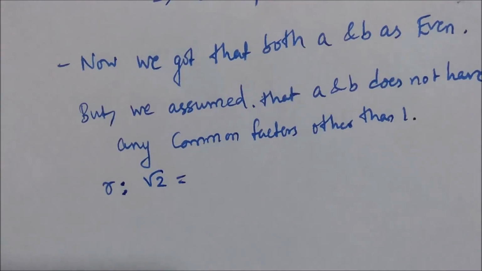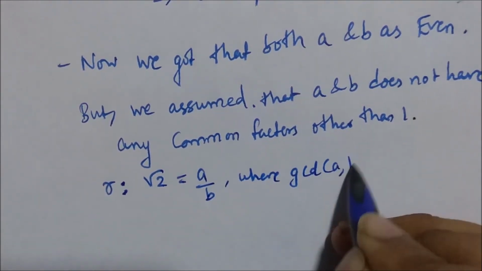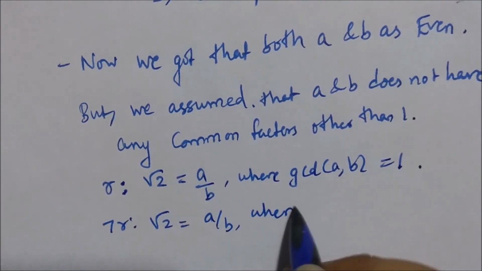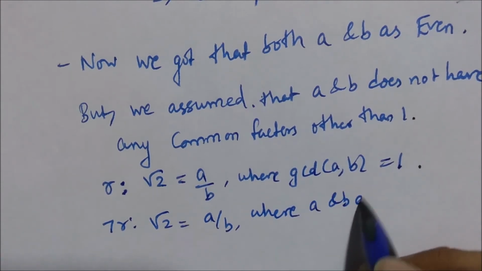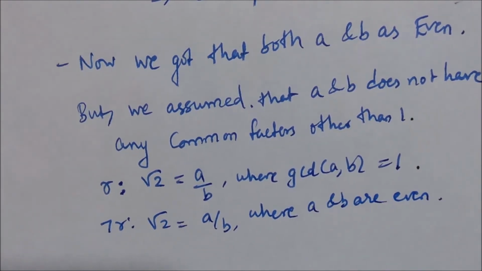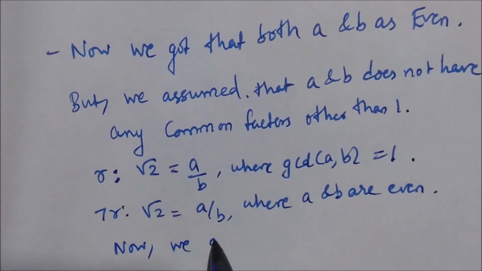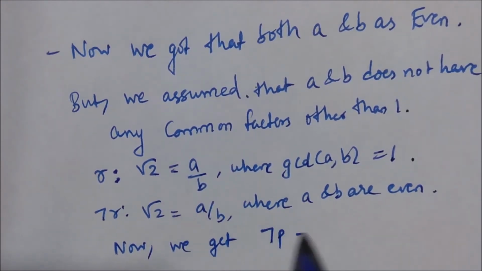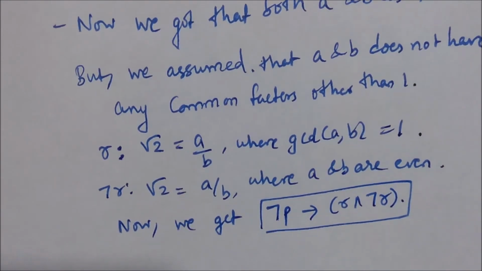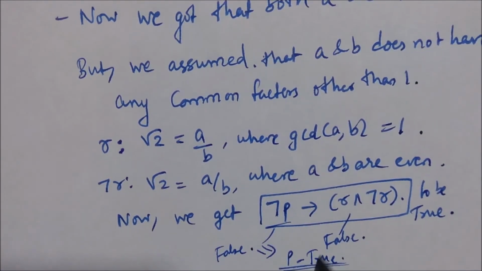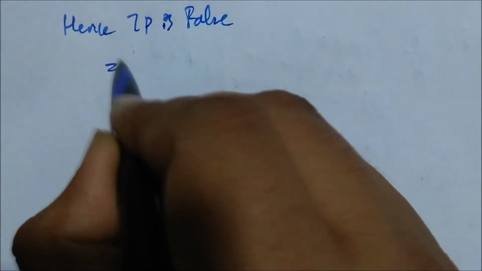Now we get these two statements R and not R here, where R is that we can write root 2 as a by b, where GCD of a, b is 1. Not R is that we can write root 2 as a by b, where a and b are both even numbers. So R and not R happens from our assumption not P. R and not R is a contradiction, right? It's a false statement. So we got that not P implies R and not R. So this has to be true only when P is true, or in other words not P is false, and hence we get that P is true, which means that root 2 is irrational.